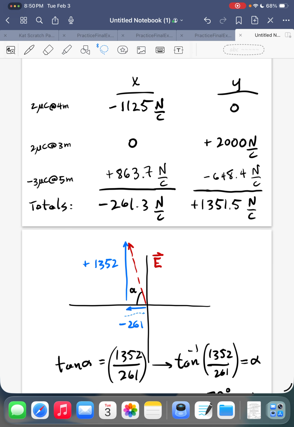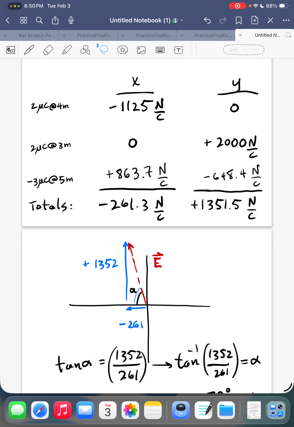So if I add these vectors, I put the first vector's tail at the origin like that, and then I make it go this way, and I take the next vector and put its tail on the tip of that one and add it up like that. Then I go from the very origin all the way to the end of that chain. The chain goes this way and then up that way. And so I go to the end of the chain, and that is the direction of my resultant E vector. It looks like that. So I've got these sides, 261 and 1352.